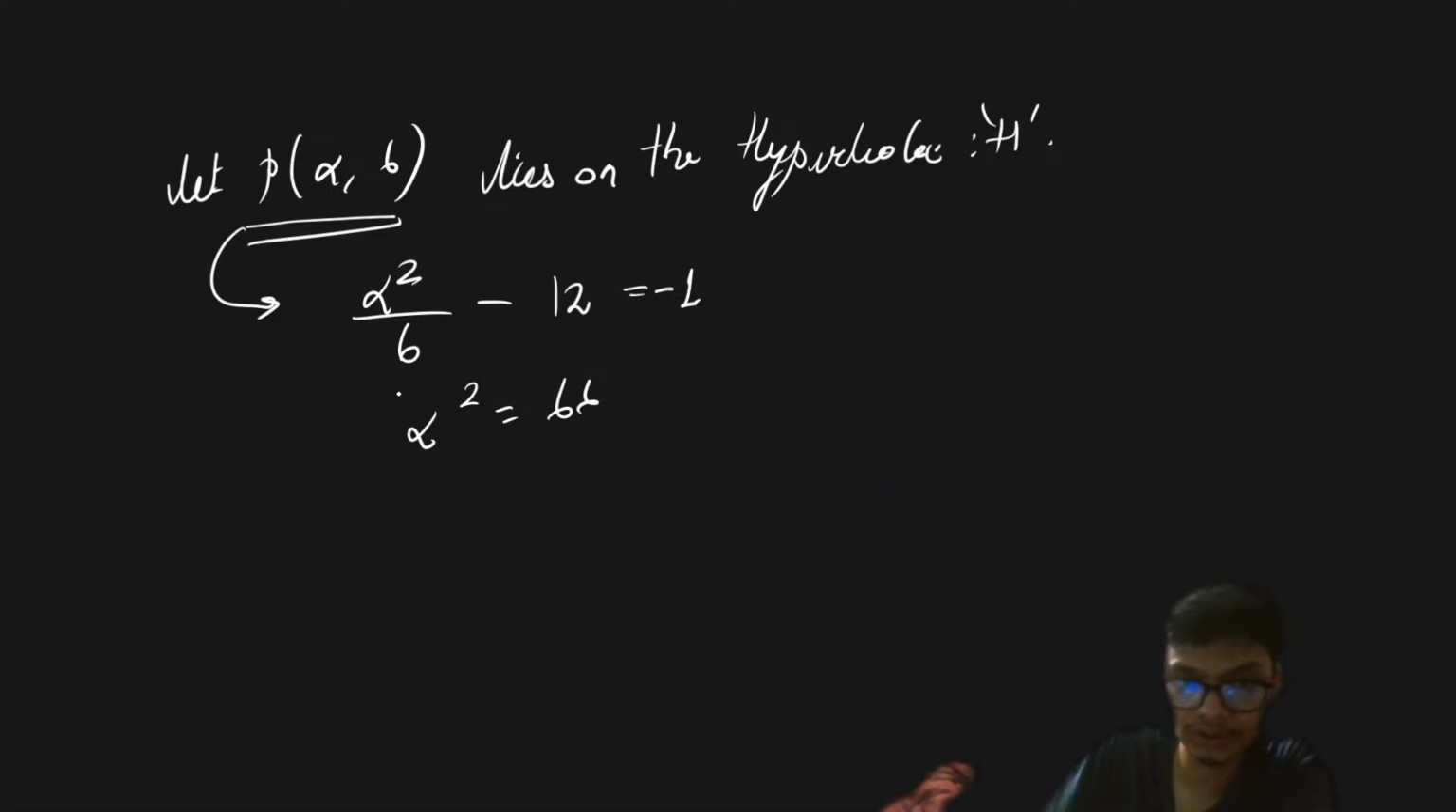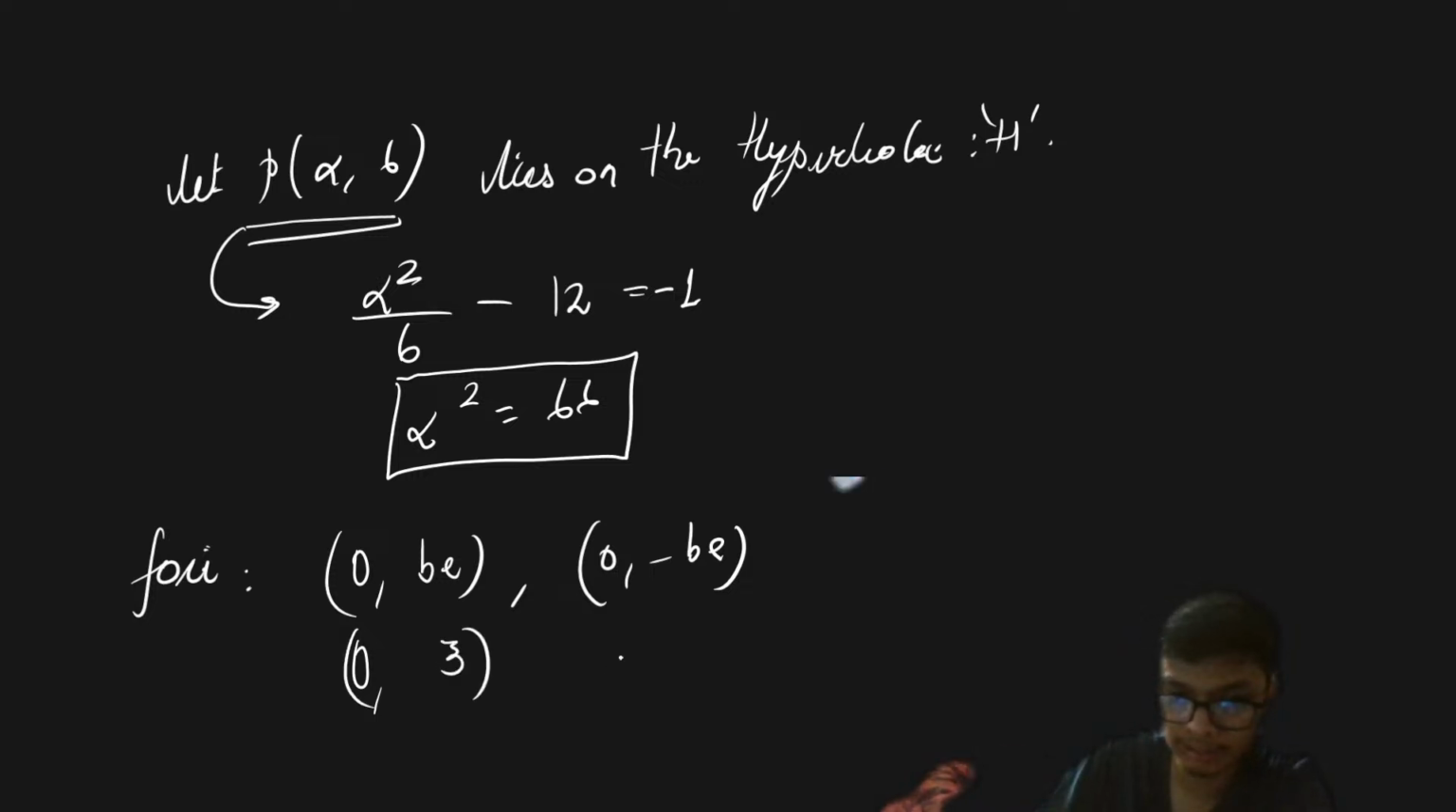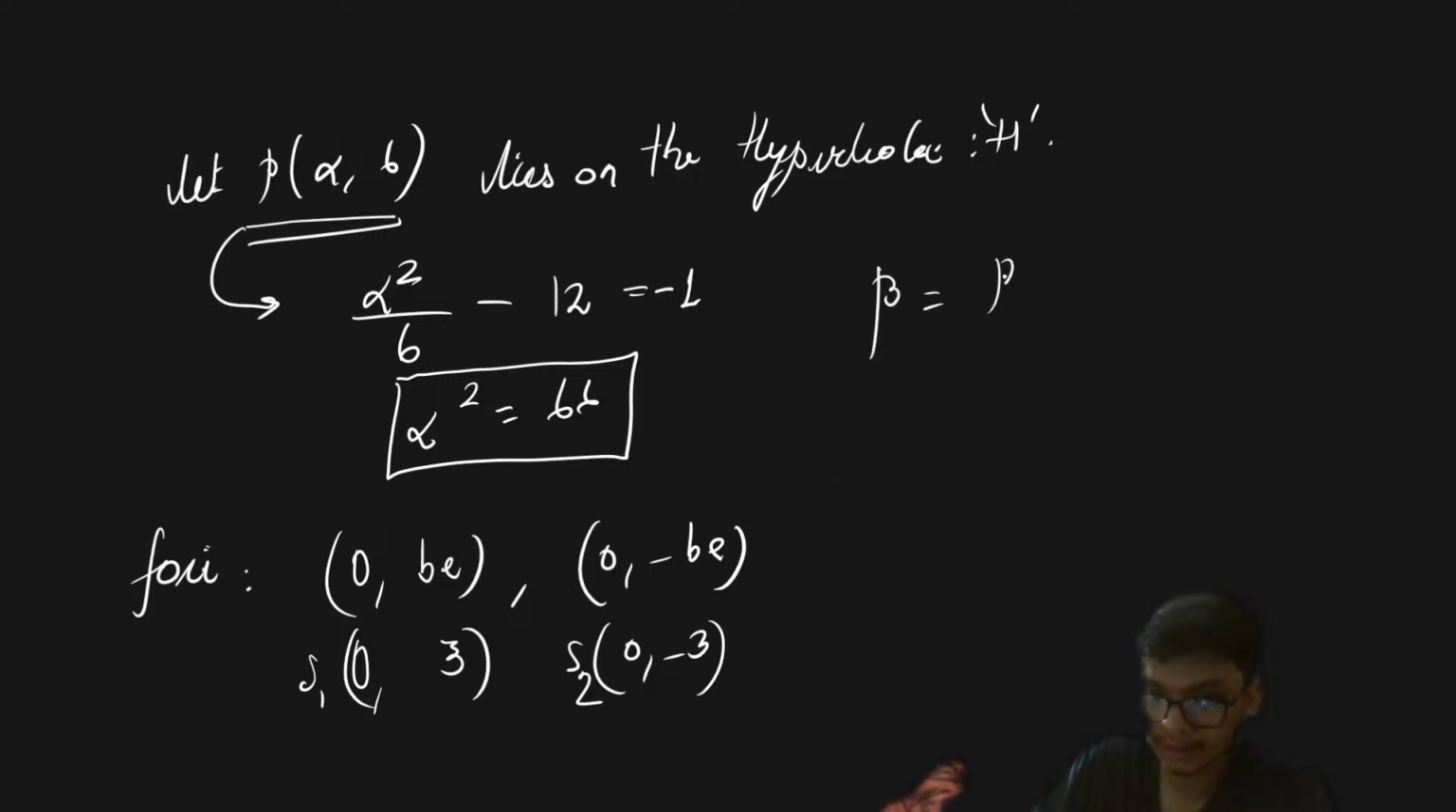Once we have alpha square equal to 66, now our two foci are basically 0 comma b into e and 0 comma minus be, right? If I put the values back into this equation, I will get one focus at 0 comma 3 and another focus at 0 comma minus 3. Now we have the point P and the two foci. Let us call them S1 and S2. I just need to find beta. So beta is basically PS1 into PS2, right?